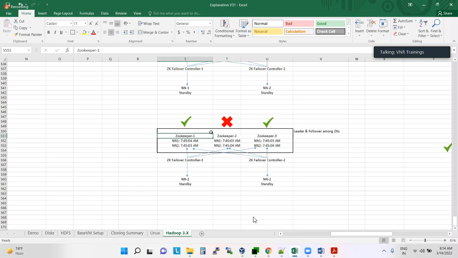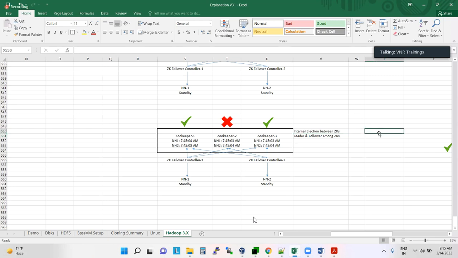Zookeepers are going for an internal election first, between zookeepers. How will this internal election happen? Once all zookeepers are started, they will compare the start time.